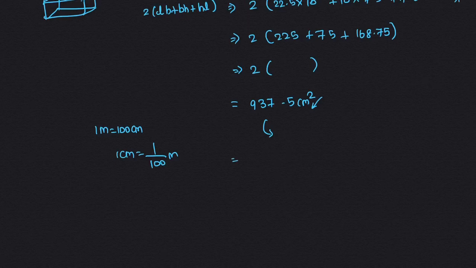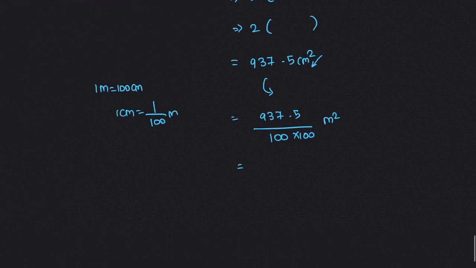That means 937.5 divided by 10 into 10, sorry, 100 into 100 meter square. Now the final value is 0.09375 meter square.